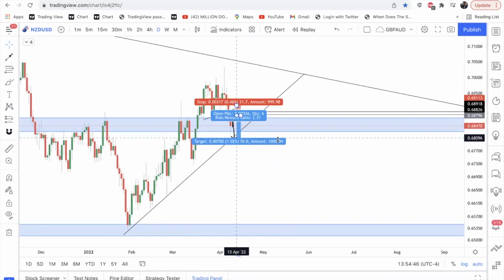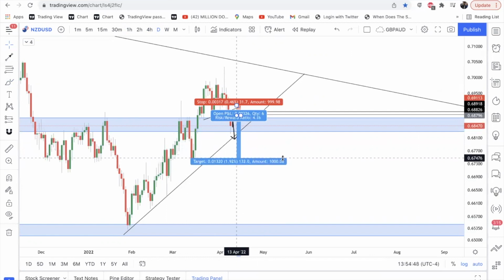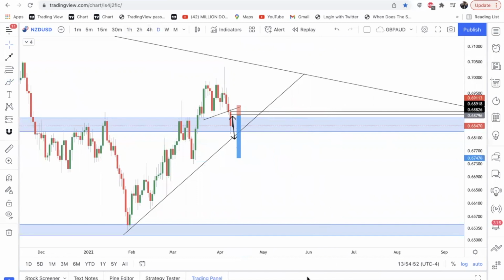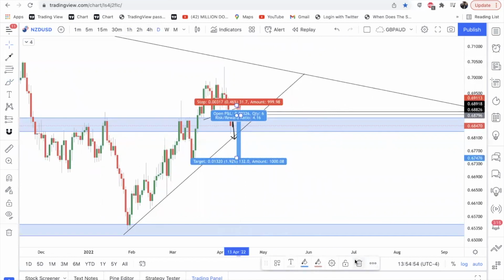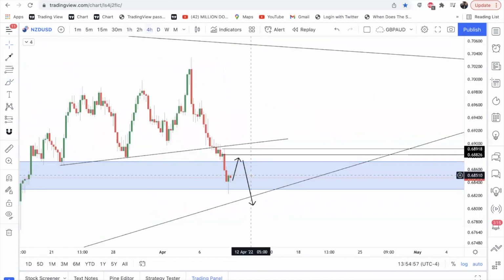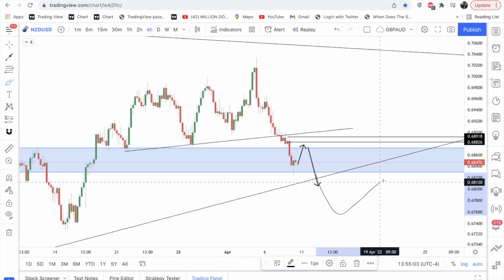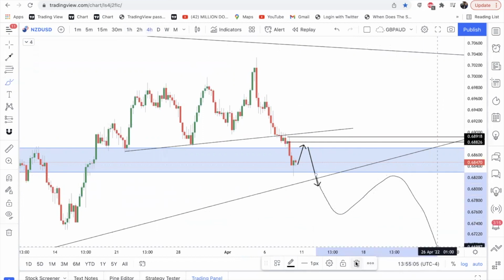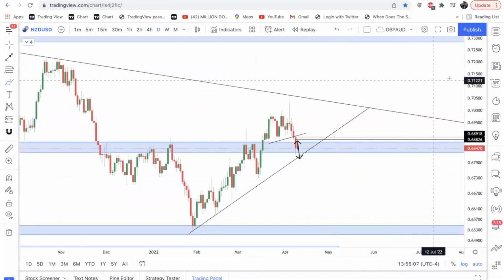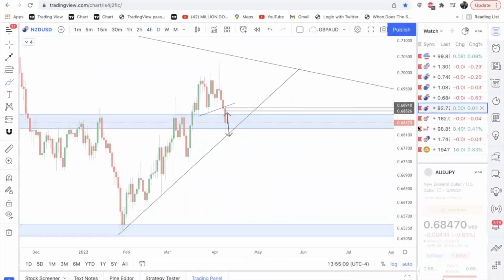Anywhere, right? Even if you just catch it around here, around this structure support, that's still like a 1 to 4 risk to reward. So if you catch it on that pullback and price holds, that's a great risk to reward. Or you can just wait for the breakdown of structure, catch a pullback or a retest, and then look for that continuation down. All right. So that's NZD/USD.